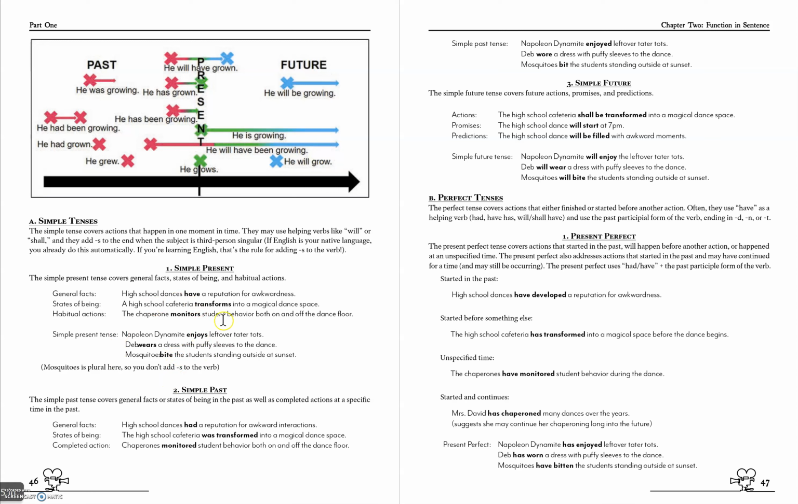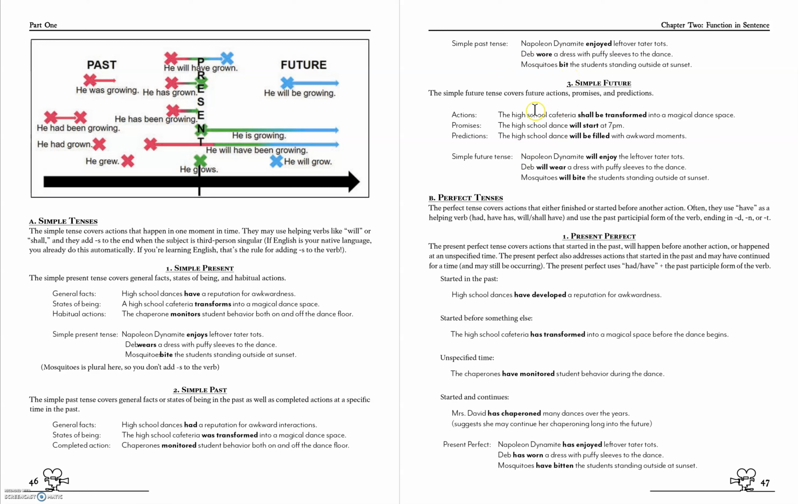Now, if we wanted to take these same concepts, same ideas, same actions, and make them past tense, we would say high school dances had a reputation. Not have, that's current, right? That's present. But had, past tense. Or the cafeteria was transformed. Or chaperones monitored, right? Past tense. They did it yesterday or last night or before this very moment. And then you might say Napoleon Dynamite enjoyed his tots. Deb wore a dress. Mosquitoes bit the students. So we're just moving into the past tense.